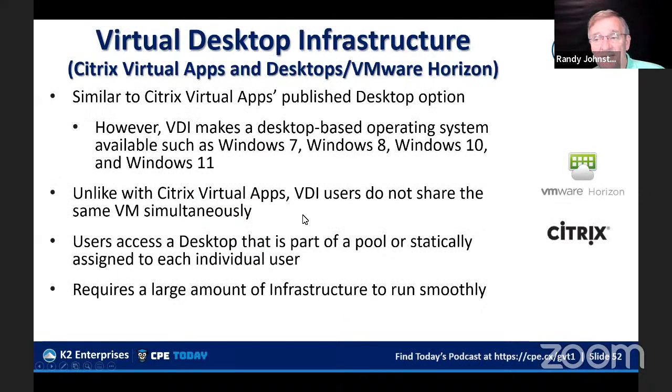Now, the virtual desktop infrastructure is available from Citrix in a product called Virtual Apps and Desktops, or from VMware Horizon. Citrix Virtual Apps and Desktops is similar to the Citrix Virtual Apps published desktop option. However, the difference here is VDI makes a desktop-based operating system available, such as Windows 7 or 8 or 10 or 11. Unlike Citrix Virtual Apps, VDI users don't share the same VM simultaneously.